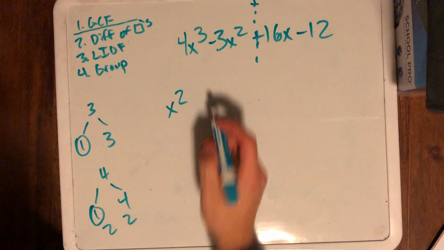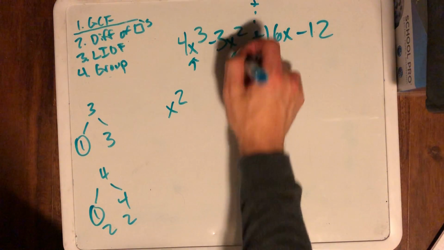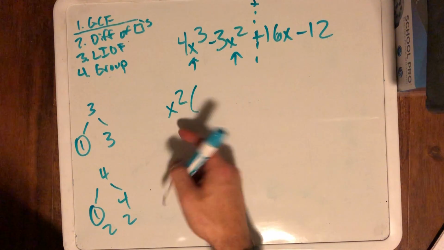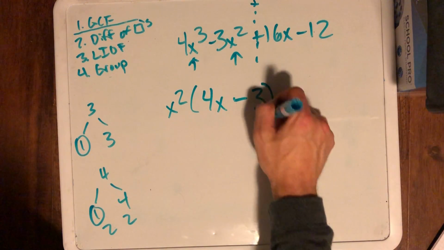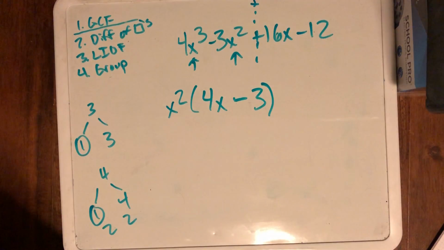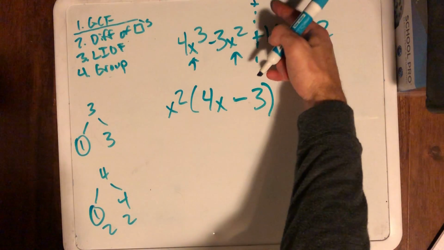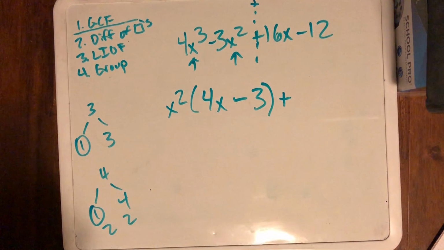So I know we can pull out an x squared by looking at our x terms. And then we're going to be left with a 4x minus 3. I started to do a plus, but needed to do a minus there. Okay, so now we still have this plus up here. It's going to drop down in the middle with us.